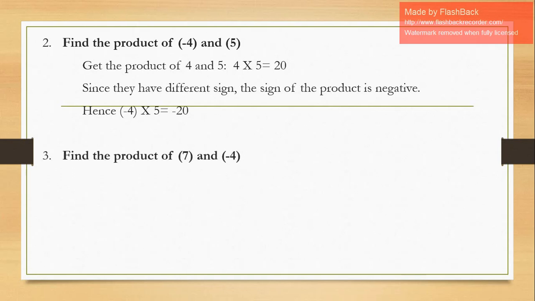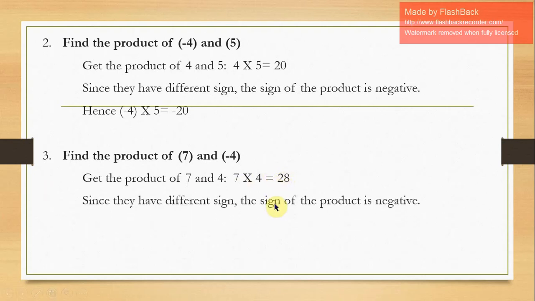Next example. Find the product of positive 7 and negative 4. So, disregard the sign, just multiply the numbers. That is 7 times 4, which is equal to 28. So, since they have different sign, the sign of the product is negative. Hence, 7 times negative 4 is equal to negative 28.